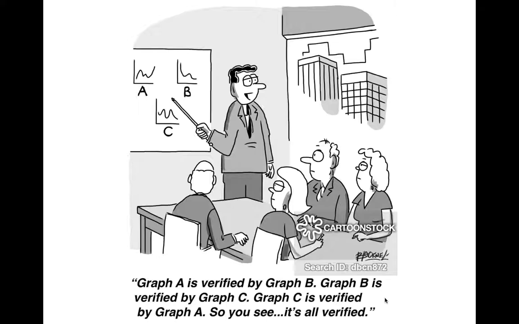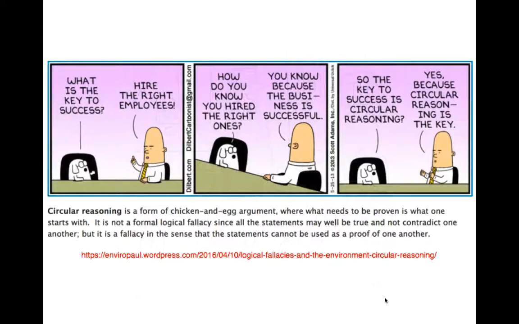And if you think about what he's saying, none of those graphs have actually been verified by something that is conclusive. They've just depended on each other. And if one of them was not true, then the whole thing would fall apart. So you have circular reasoning going on in this one.